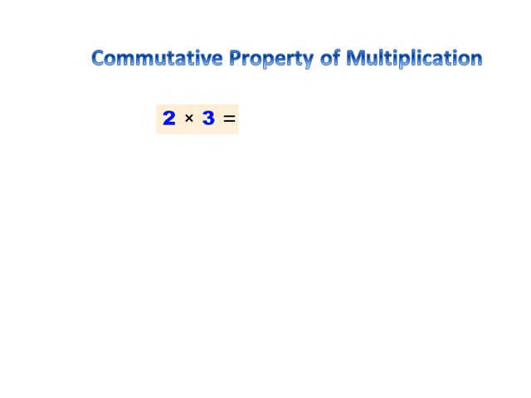Okay, so welcome to our video. We'll be discussing two properties of multiplication, and the first one is called the commutative property. This property applies to multiplication.